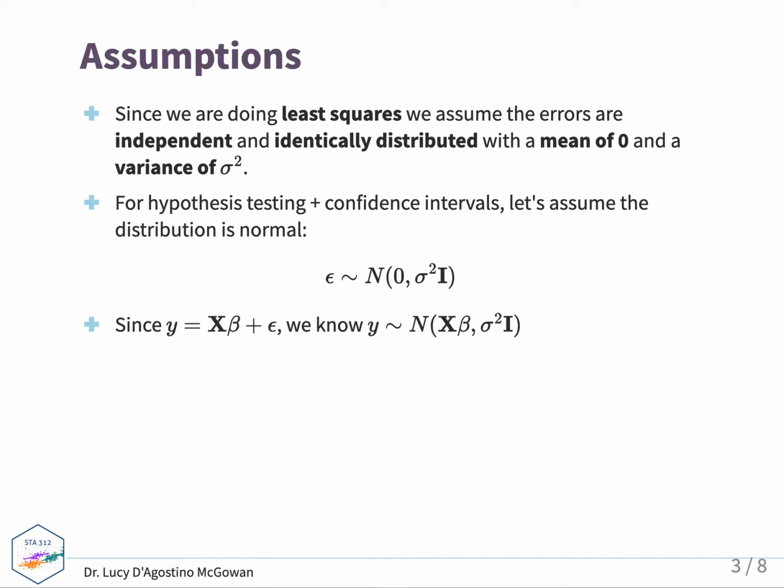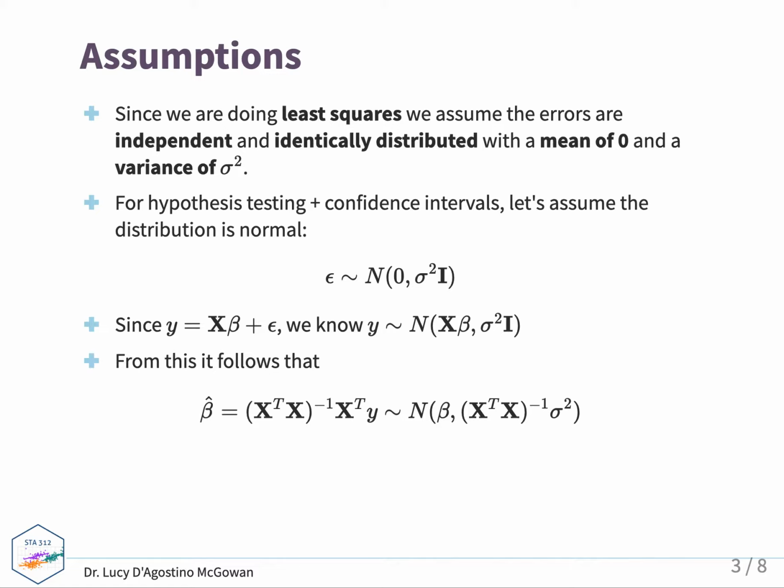And so since y equals x beta plus epsilon, we then know that y is distributed as normal x beta with a variance of sigma squared. And so from this it follows that beta hat, which is equal to x transpose x inverse x transpose y, is going to be distributed as normal with a mean of beta and a variance of x transpose x inverse times sigma squared.